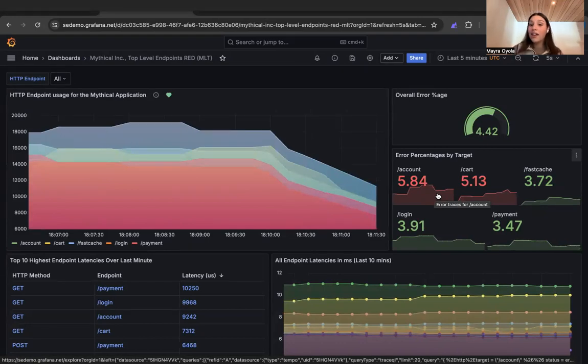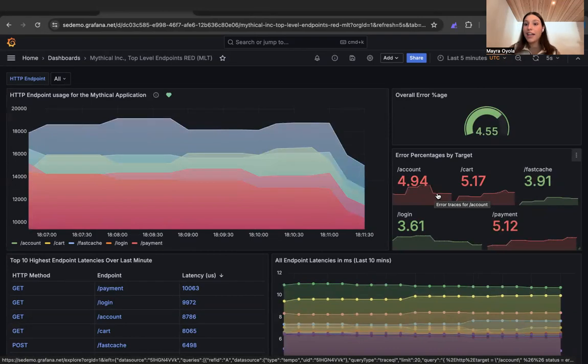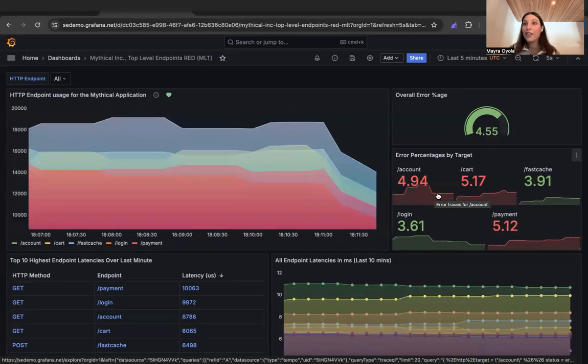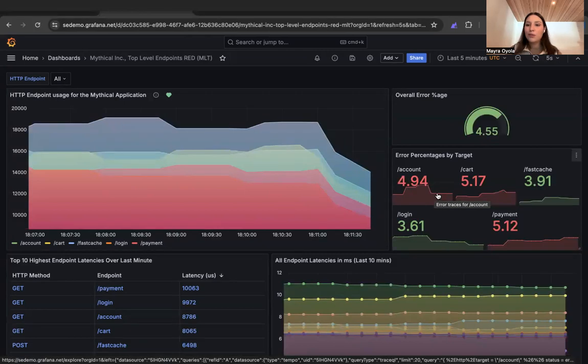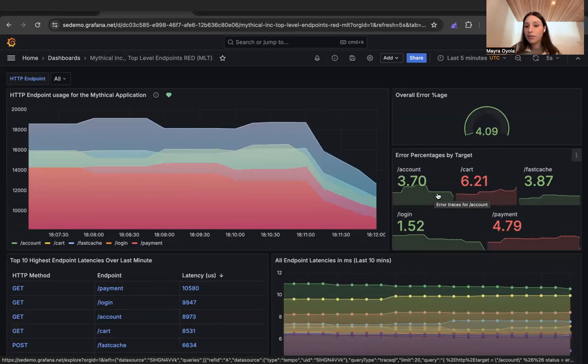But because account might be called less than all of the other services, it might get drowned out when we calculate overall error percentage. Now, this is definitely something that we're going to want to get insight into. So this is why we try to really hone in on the fact that you should not only be having overall visibility to establish that things are generally good, but also to break everything out by service.